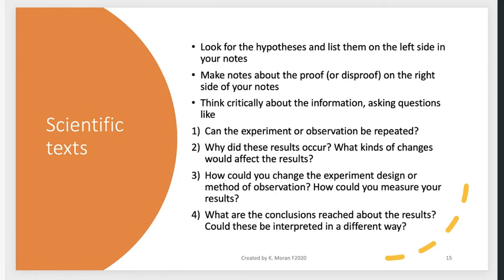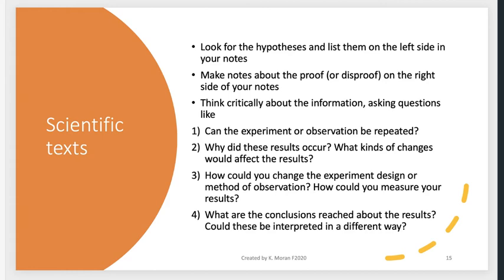So if the results are there for students from 18 to 20, how could those results be different if we looked at an older age group or a younger age group? So if we change the experiment, how would things change? What would your results be? And how could you measure those results?